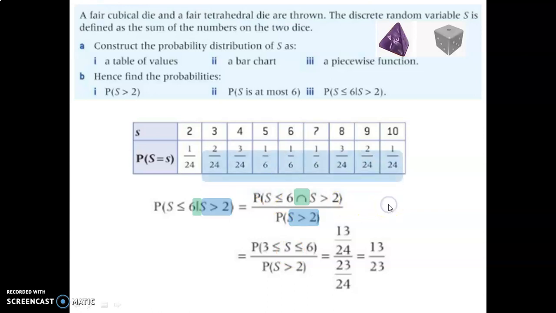Another way to look at this one is visually. What you have here is your blue category, which is that the sum is greater than 2. So all those are sums greater than 2. So that's going to be our bottom number. If you add those up, those are 23 out of 24. And here, these ones are the less than or equal to 6, but still greater than 2. So those ones go on top here, and the blue goes on the bottom here.